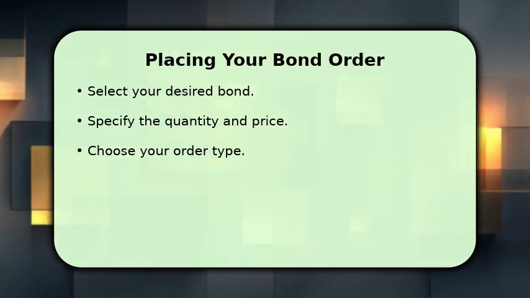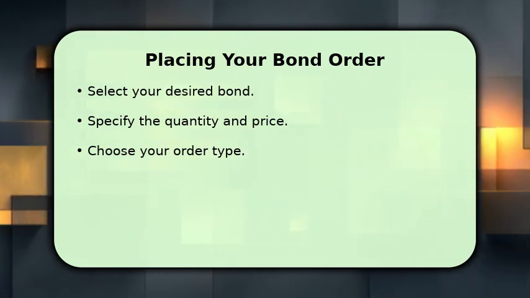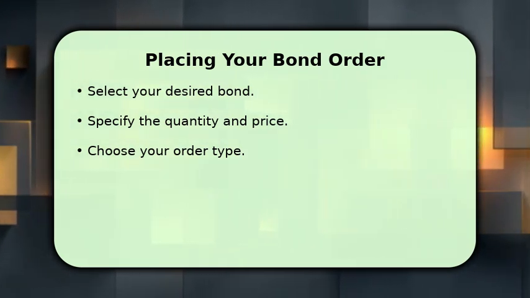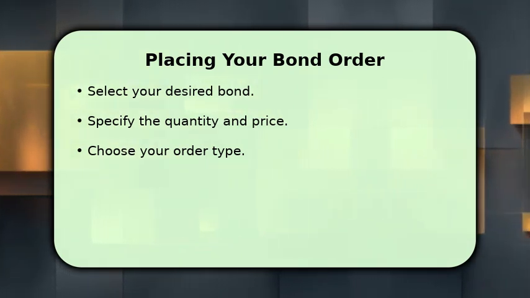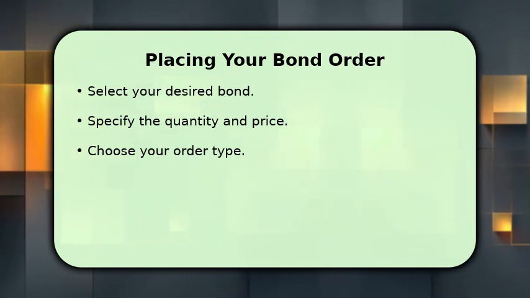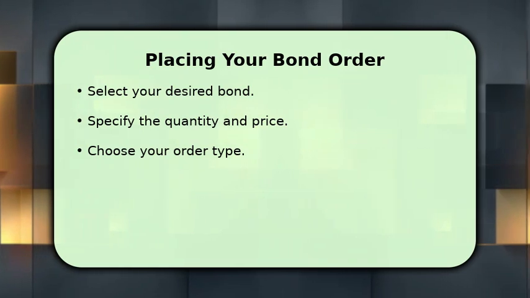Once you've identified a bond, placing an order is straightforward. Select the bond, then specify the quantity, typically in increments of $1,000 face value. You can choose between market or limit orders. Review the order details, including estimated commissions, which are transparent and low, before submitting. Always confirm your order to ensure accuracy.